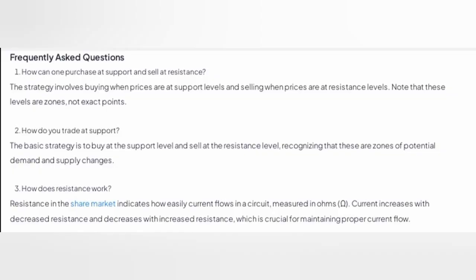How does resistance work? Resistance in the share market indicates how easily current flows in a circuit, measured in ohms. Current increases with decreased resistance and decreases with increased resistance, which is crucial for maintaining proper current flow.